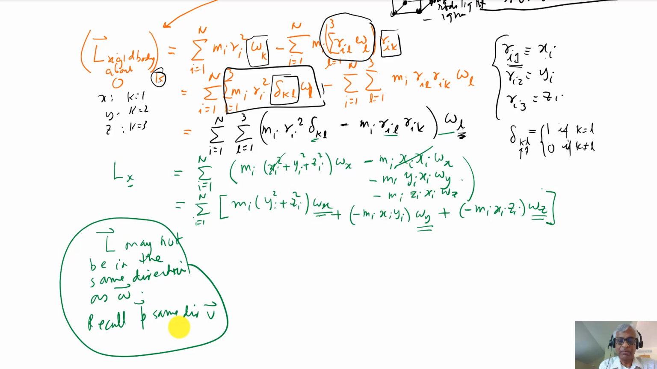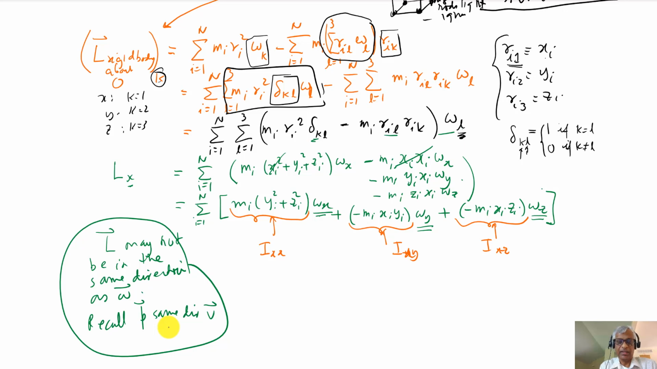Now to name this quantity here, this quantity here, and this quantity here, they are what is called the moment of inertia. They're parts of the moment of inertia. So this is a moment of inertia that's labeled Ixx. This moment of inertia is called Ixy, and this moment of inertia is called Ixz.